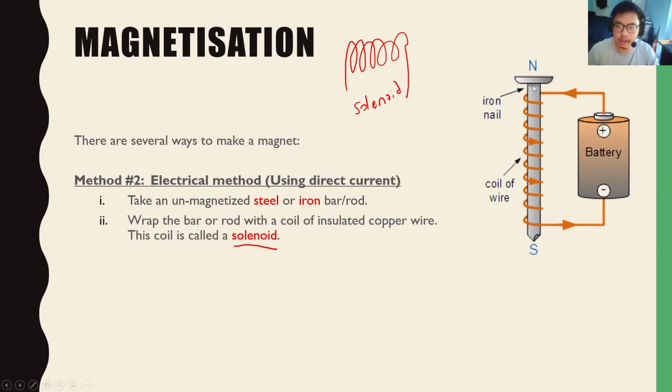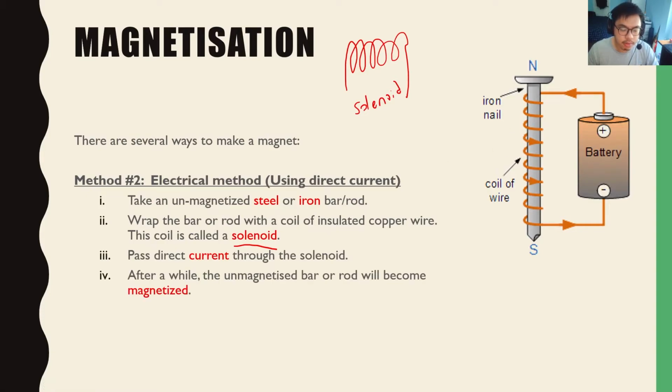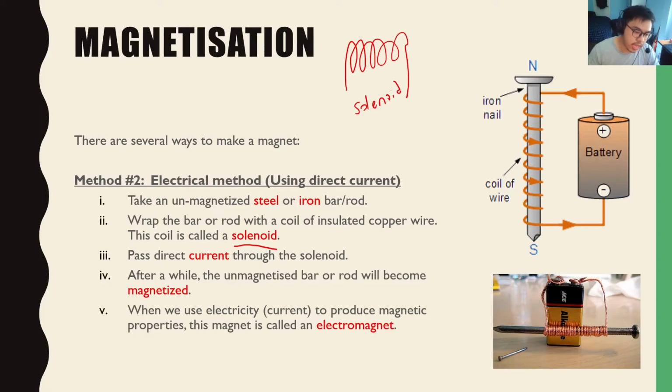So you take the iron bar or iron rod and then wrap it with wire, connect the wire to a battery and pass a current through the wire, so through the solenoid. After a while, the bar or rod will become magnetized. When we use electricity to produce a magnet or to give something magnetic properties, this magnet is called an electromagnet because it's a magnet that is produced using electricity. This picture here is an example of how you can do it in real life.